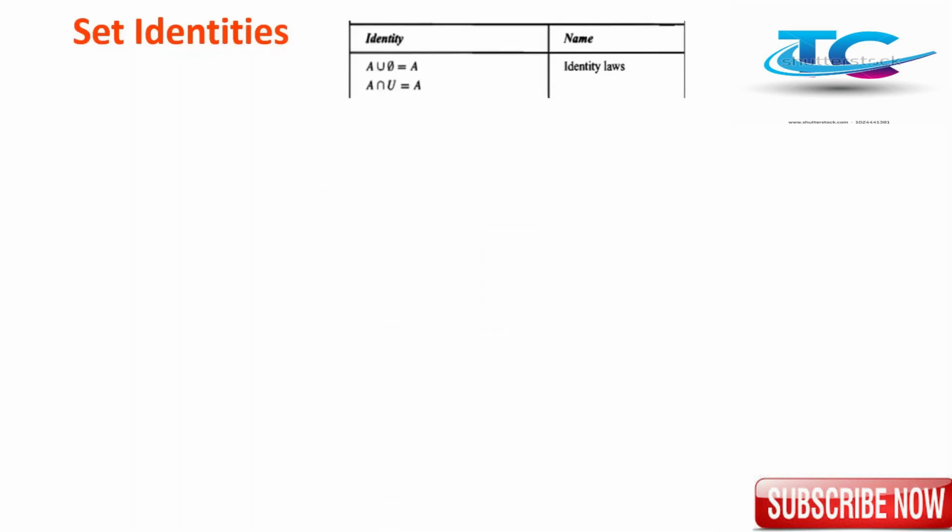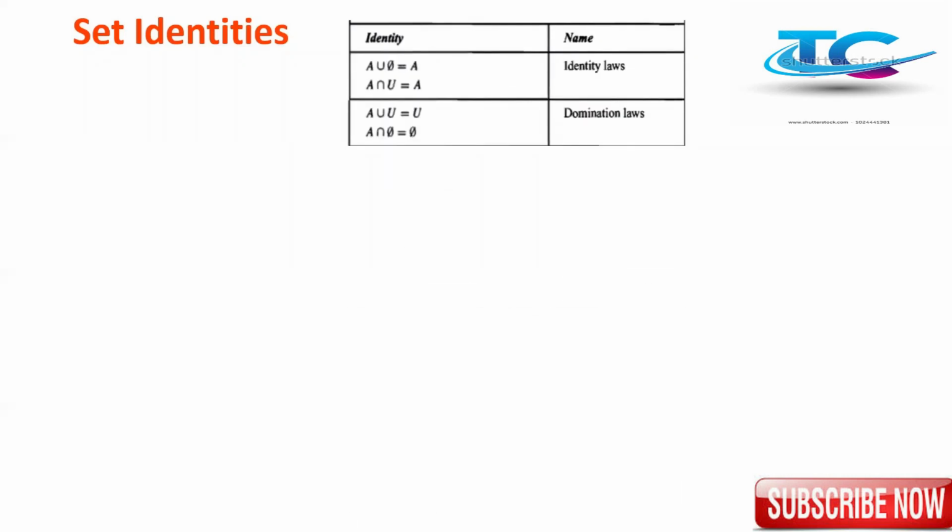Like first identity is identity law. So it is A union phi is equal to A and A intersection universal set is equal to A. It means A is some finite set, phi is an empty set, and U is universal set. So if we take union with empty set, we will get the original set back, that is A. And if we take intersection of A and universal set, we will get the given set A. So this is identity law.